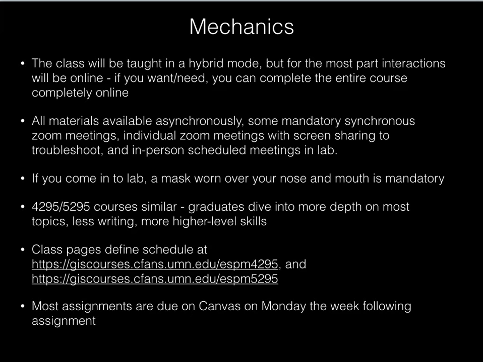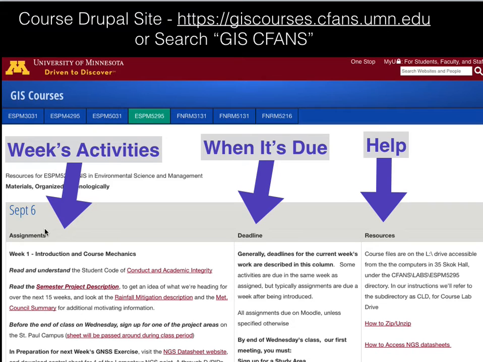The class pages are defined as shown here, the course URLs, and most assignments are due on Canvas on Monday, a week or two following the assignment, but those are listed in the Drupal pages. The Drupal pages are organized by week in rows, and then by columns: the assignments on the left with a description or link to an assignment, deadlines in the middle, and then resources that help you do these assignments. So we'll offer videos or documents or links to pages.